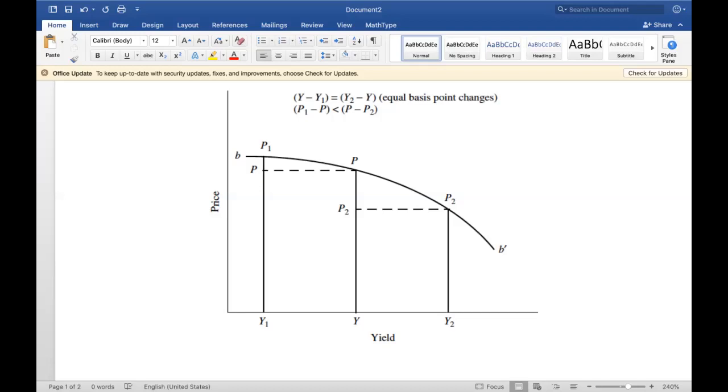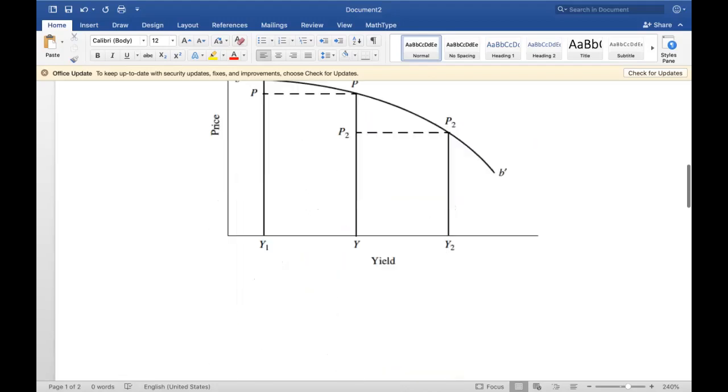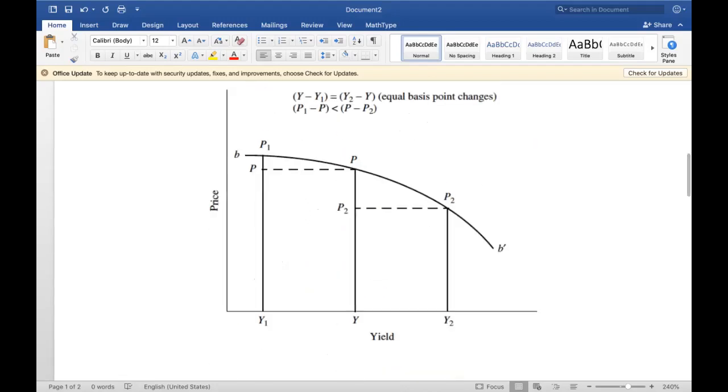But notice from exhibit 10 that callable bonds do not exhibit this characteristic at every yield level. So you can see that this characteristic is not true here. This is only true in this domain, not here. When yields are high relative to the issuer's coupon rate, the bond exhibits the same price-yield relationship as an option-free bond. Therefore, at a high yield level, it has the characteristic that the gain is greater than the loss.